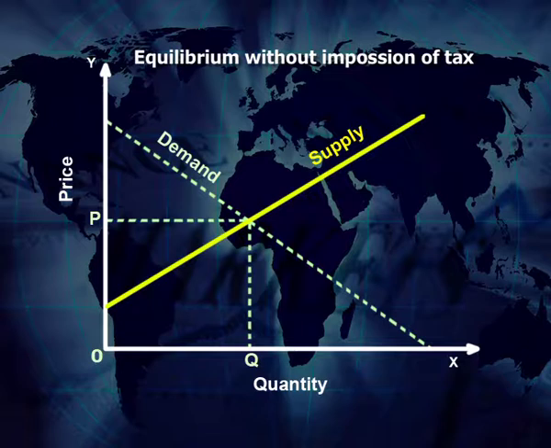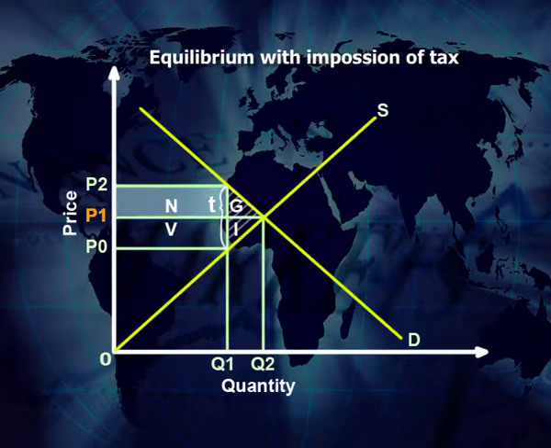Also, there are some basic questions which must be answered, such as who bears the tax and how much tax would be paid by buyers and sellers. In this figure, we can see that at P1 price, consumers are ready to purchase Q2 amount of goods, as sellers also agree on that price.